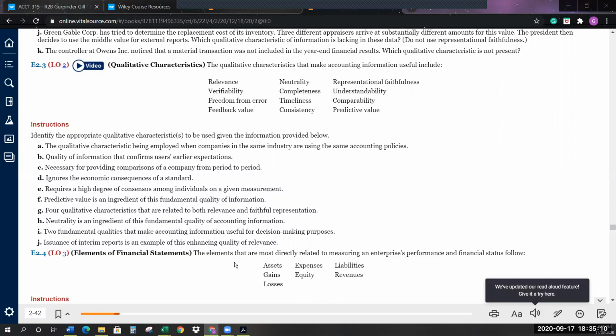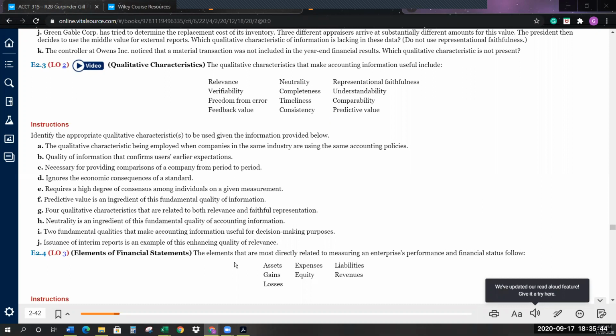Now, when different sets of users are looking at that information, they should be able to come to the same conclusion. That is your high degree of consensus amongst individuals when it comes to measurement. So all of them should be able to come to the same conclusion with regards to that item. That is verifiability. It has to be verifiable. If it's not verifiable, then different people will come to different conclusions.